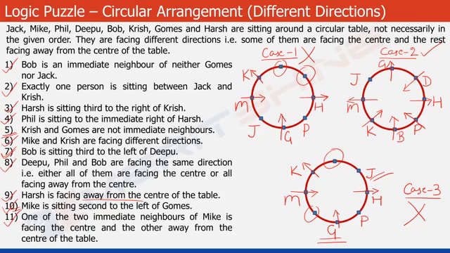Statement 11. It tells us that there are two neighbors of Mike and one of them is facing the center of the table and the other is facing away from the table. So we can see here, this is the position of Mike and the two neighbors are Krish and Jack. Krish can be already seen to be facing the center of the table. So Jack has to be facing away from the table. So let's do something like this. So now Jack is facing away from the center of the table. Krish is facing inside and Jack is facing outside. So that satisfies the condition. And now this is our final structure.